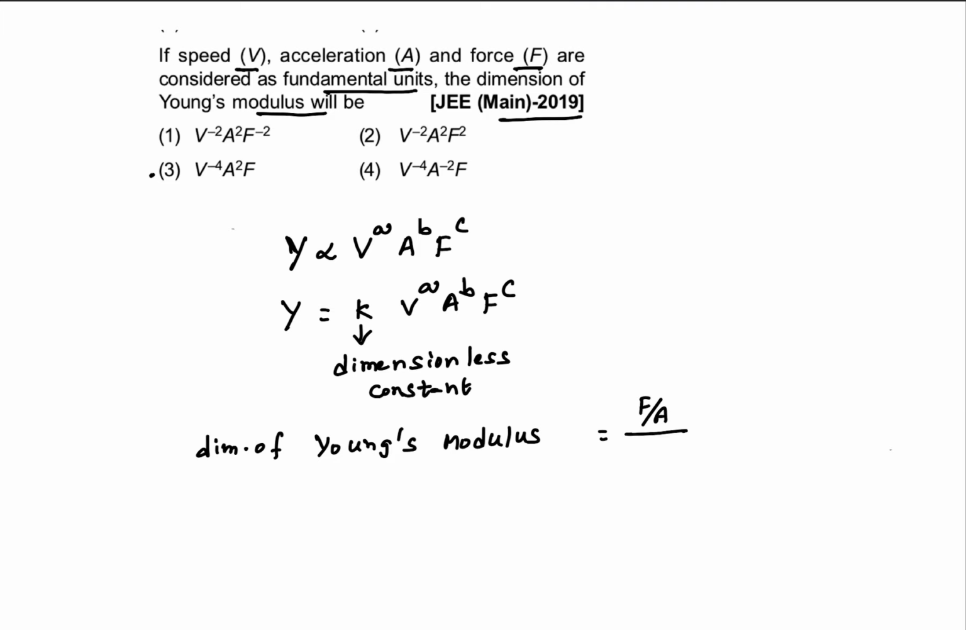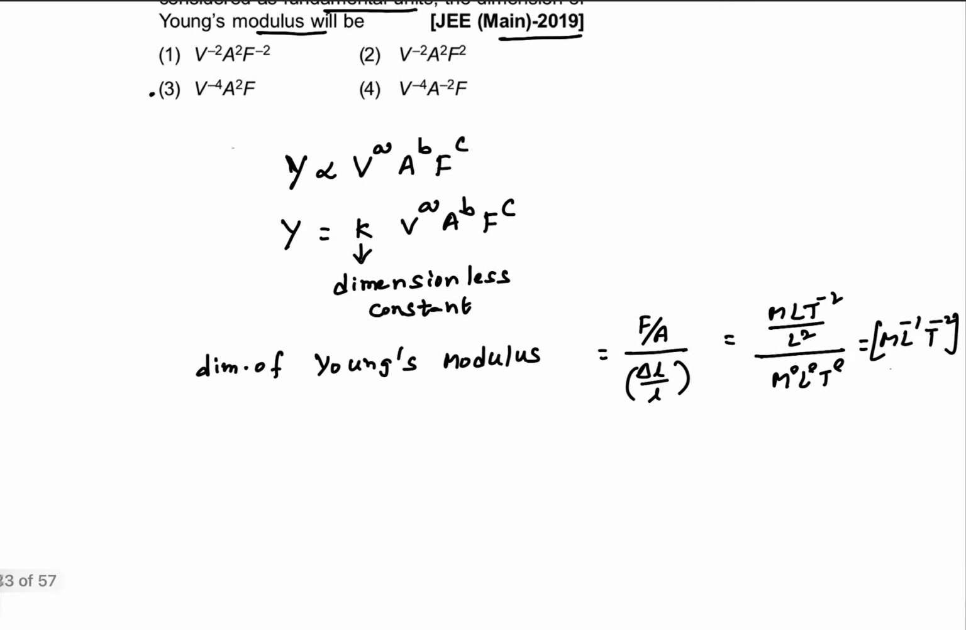You can write what Young's modulus is; this is the first formula you have to know. Young's modulus is longitudinal stress divided by longitudinal strain. Stress can be written as M L T^-2 divided by L^2, whole divided by ΔL by L, which has no unit and no dimension, M^0 L^0 T^0. You get M L^-1 T^-2. This is the dimensional formula of Young's modulus.